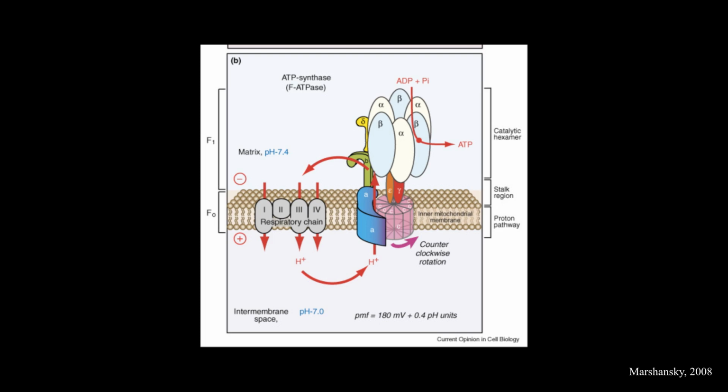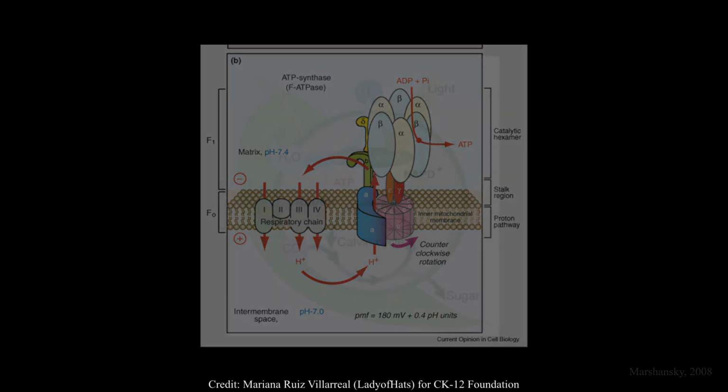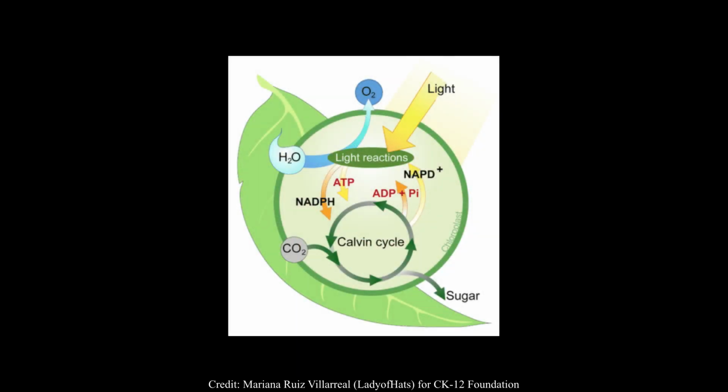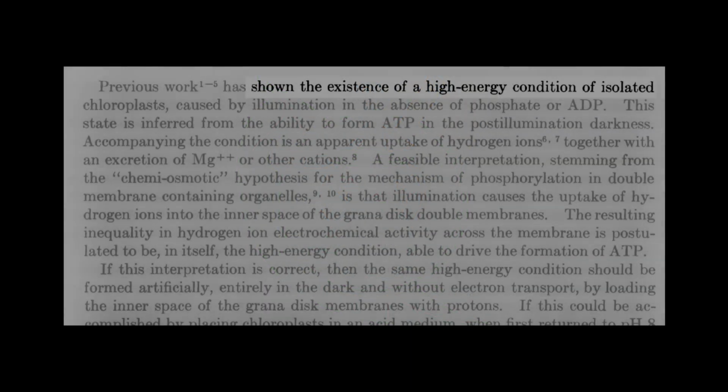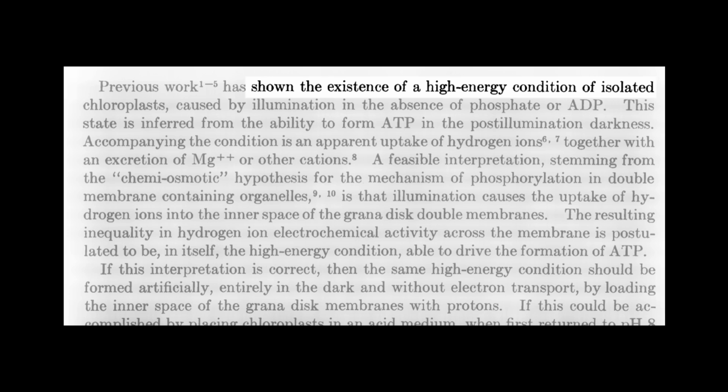Evidence for Mitchell's chemiosmotic theory started to arise in the mid-1960s when Jagendorf and his group, who were studying chloroplasts, a plant organelle that converts light into sugars, which can then be used to generate ATP in mitochondria, showed the existence of a high-energy condition of isolated chloroplasts caused by illumination in the absence of phosphate or ADP. This state is inferred from the ability to form ATP in the post-illumination darkness. Accompanying the condition is an apparent uptake of hydrogen ions.